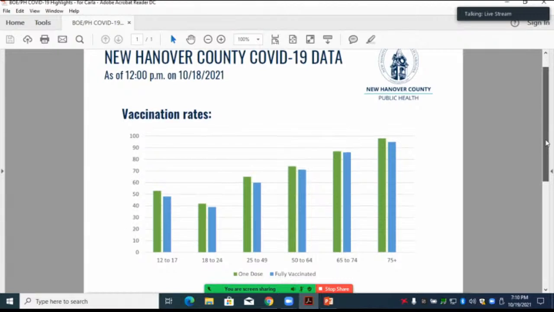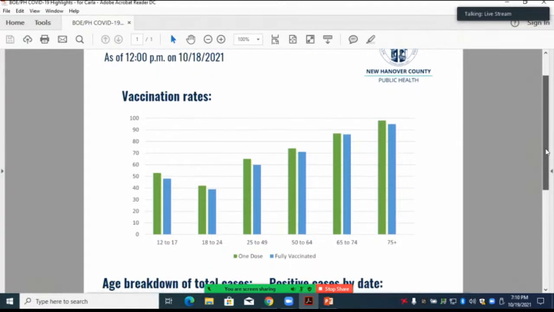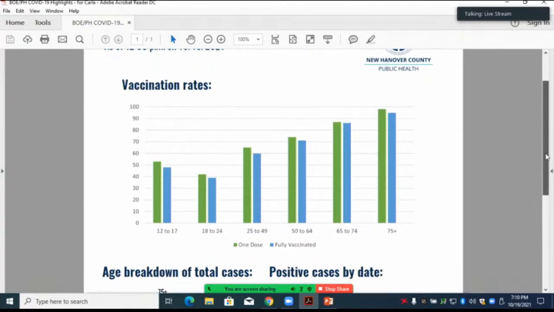And you can see 18 to 24, and then I would look at 25 to 49 and 50 to 64 as far as your current employee base. So those are very good vaccination rates. Do we want to be higher? We do. The overall New Hanover County rate for 1 dose is at 61% for all age groups, and fully vaccinated is sitting at about 58%. So we certainly want that to move up, but we're higher than the state average, so that's encouraging.